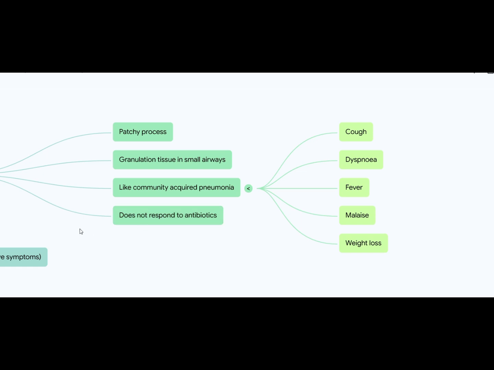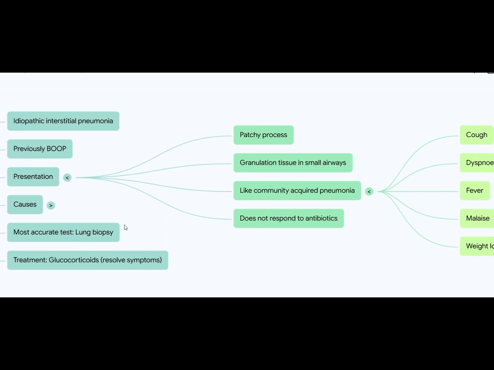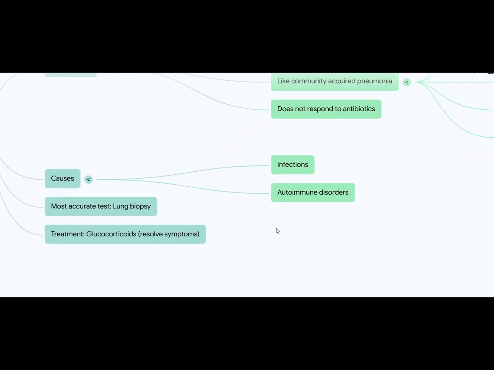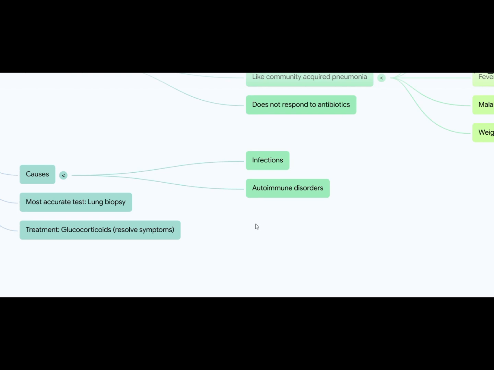So if it's not a typical bacterial infection driving it, what are the usual suspects behind COP? It could be triggered by various things, actually. Sometimes infections, yeah, but different kinds. Or it could be linked to underlying autoimmune disorders. Right. And how do you confirm it for sure? The gold standard, the most accurate test, is a lung biopsy. You need to actually see that characteristic pattern under the microscope.